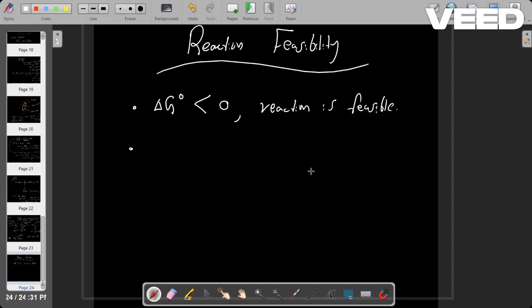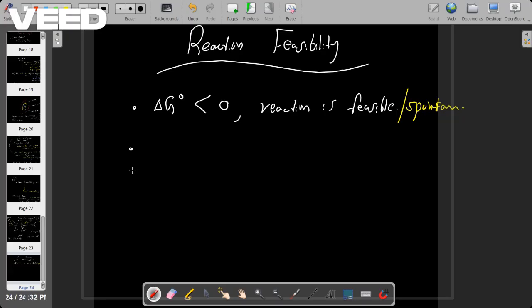That is only if the reaction is feasible. The reaction is possible, it can happen, but how fast or how long it will take, we can't tell. The reaction is feasible, or you can say spontaneous. The reaction happens spontaneously. That is all. But how fast, how long it will take, we can't tell. That is something else, and the kinetics, we are learning that. If delta G is positive, the reaction is not feasible.